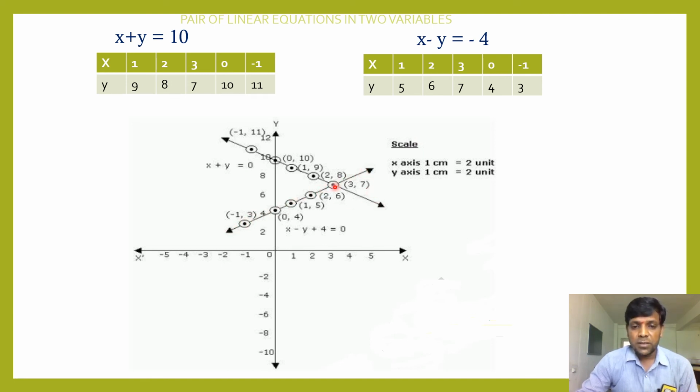Now what do you observe? These two are intersecting lines. It has a unique solution. The solution is 3, comma 7. So 3, comma 7 satisfies the given equation. X value 3, y value 7. 3 plus 7, 10. Okay, clear? Now we are going to the next point.